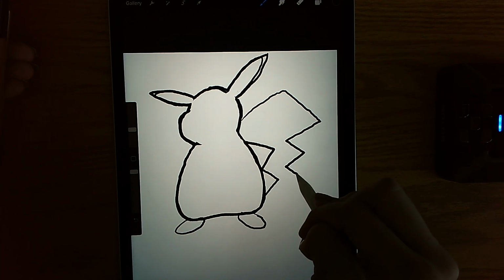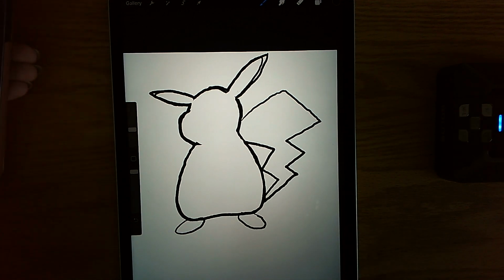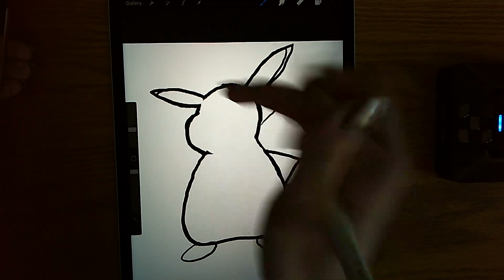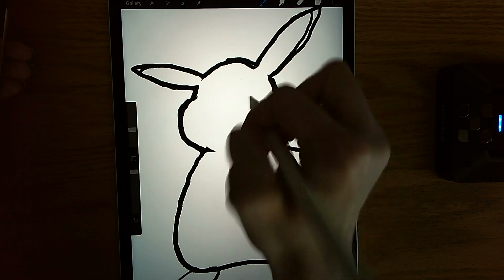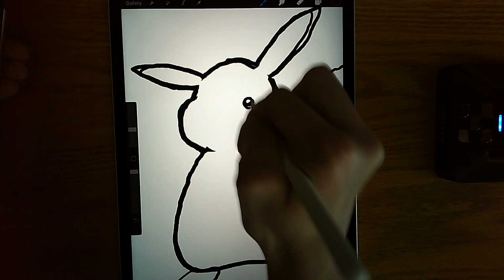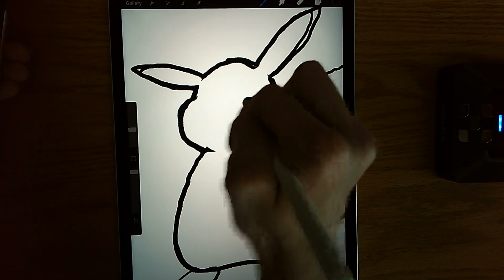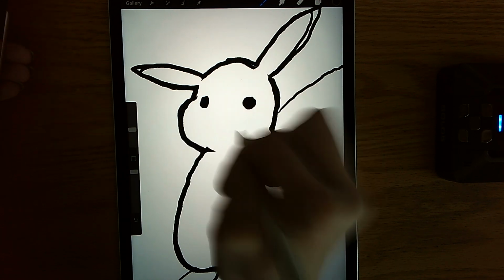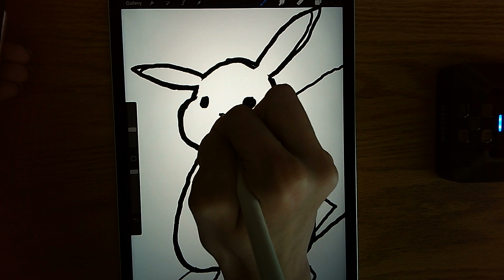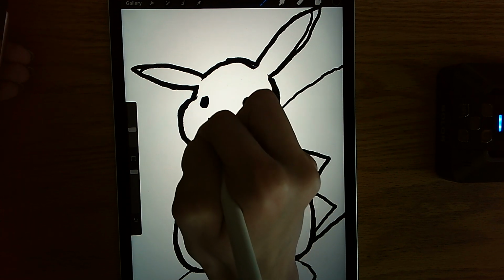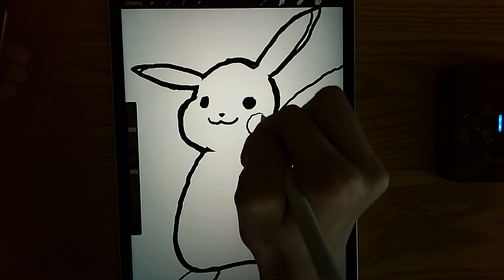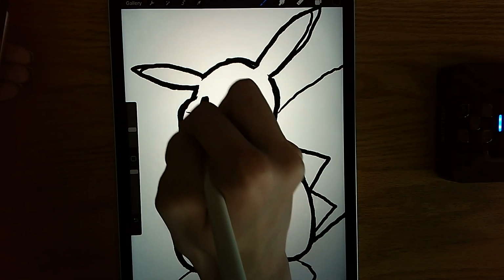It's just zigzags. Okay, they're like little triangles or like little mountaintops. I see. Yep, and now we can add some of his facial features, of course. So his eyes. And his nose, and his mouth. Look at him. He's adorable. And his little cheeks, don't forget about that.